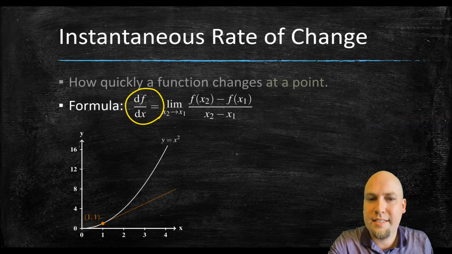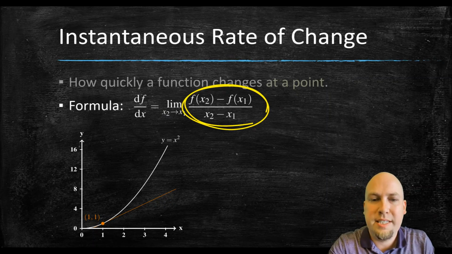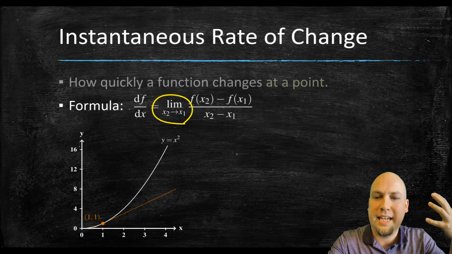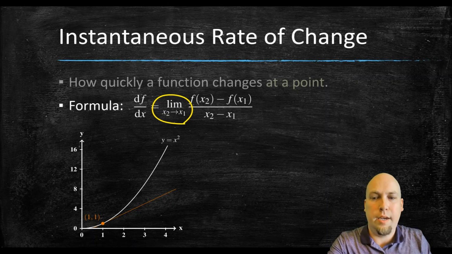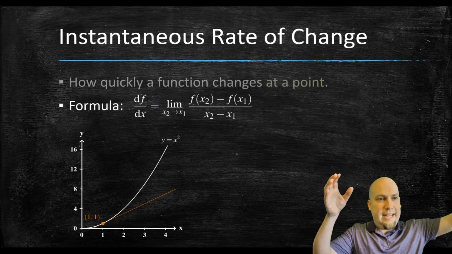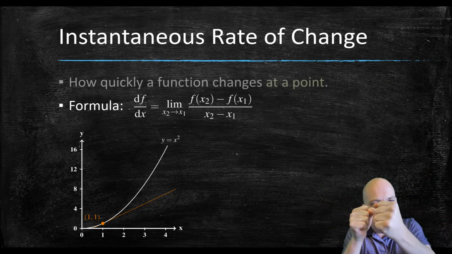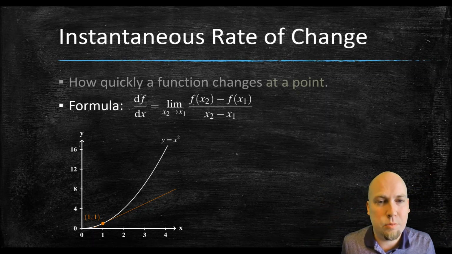And then the rest of it is, well, this was just the formula for average rate of change. And all we've done is we stuck a limit in front of it, okay? And what limit is it? It's the limit as the right endpoint, x2, goes over to the left endpoint, x1. Okay, and as you take that right endpoint over to the left endpoint, in other words, as you make the interval smaller and smaller, well, you're going to get the instantaneous rate of change.